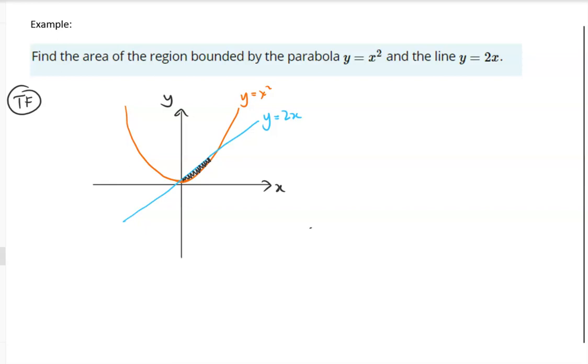So in order to find that area, what information do we need? Points of intersection. Our first task is to find the points of intersection. How do we do that without a calculator?